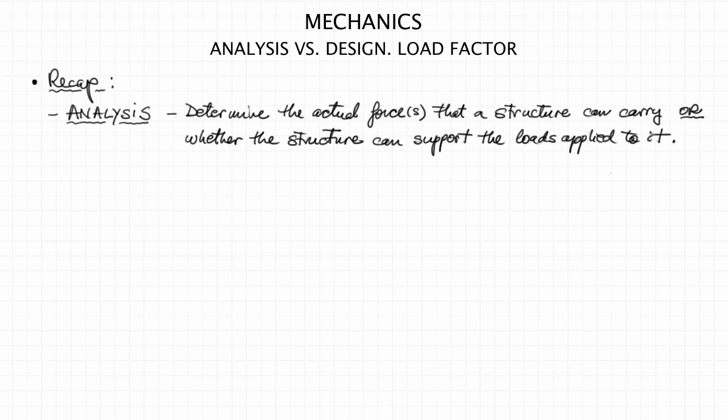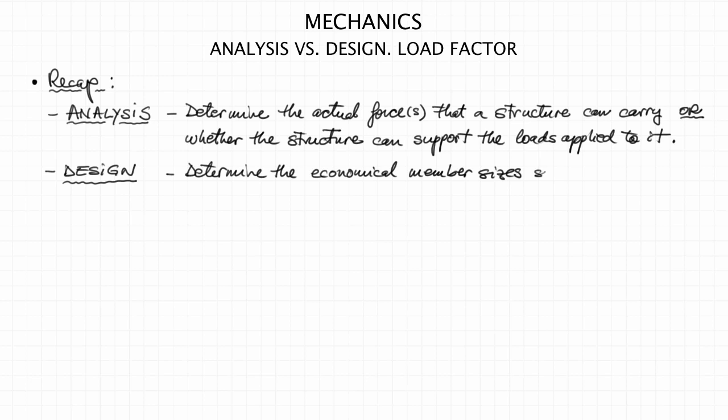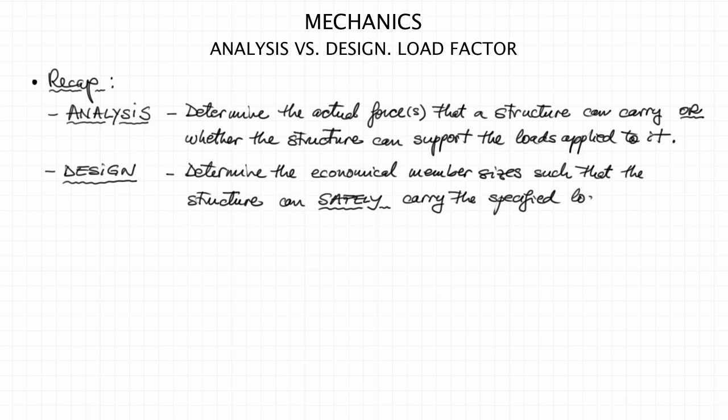Now, on the other hand, in a design procedure, our goal is to determine the economical member sizes in a structure such that the structure can safely carry the loads that are applied to it. In other words, this time we have the structure, the geometry, we know the material properties, and we have to design, calculate, and determine the size of the members in order that this structure will safely carry the loads that are applied to them. Now, the key word here is safely.